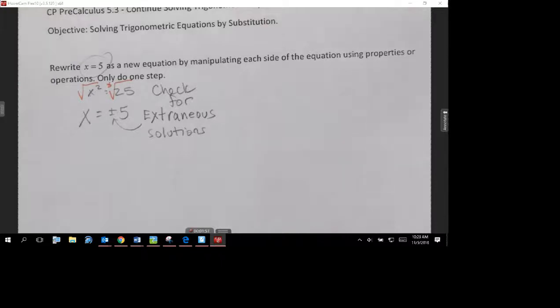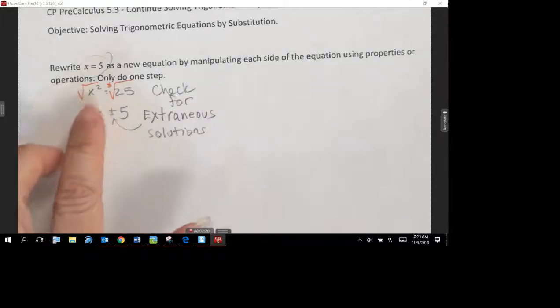Sometimes when you manipulate the equation yourself, you might end up with an extraneous solution. All right, who was the other person that I grabbed that had x squared equals 25? Who was the cube? Is there somebody else's paper I grabbed that I didn't pick up besides this paper?